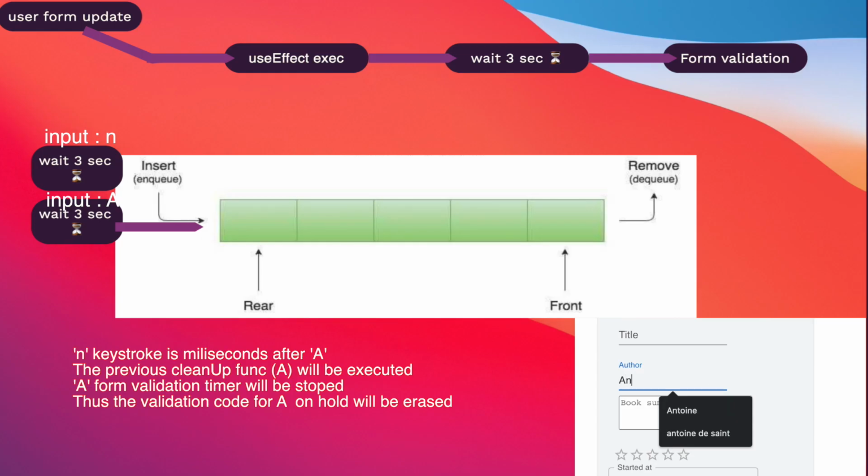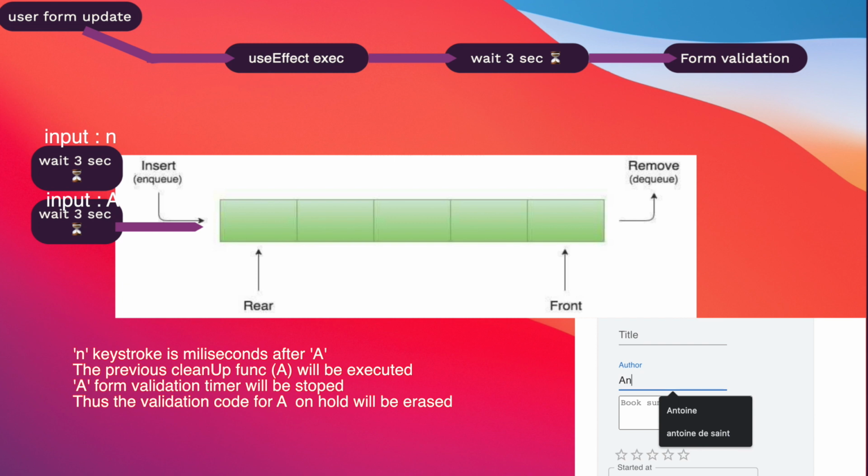Just as before, the user will be very quick and input A, then N almost instantly. The first execution of the useEffect linked to the letter A will start the timeout. The cleanup function will not run because we have no previous execution of the useEffect hook. Then the N keystroke will run our useEffect function again.